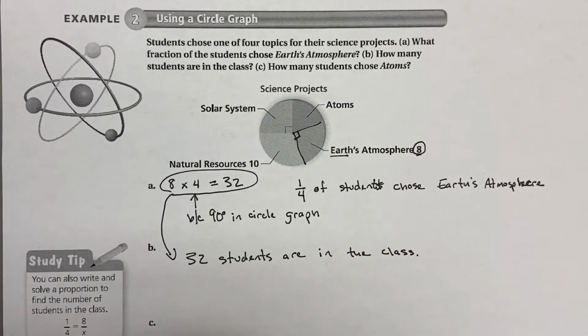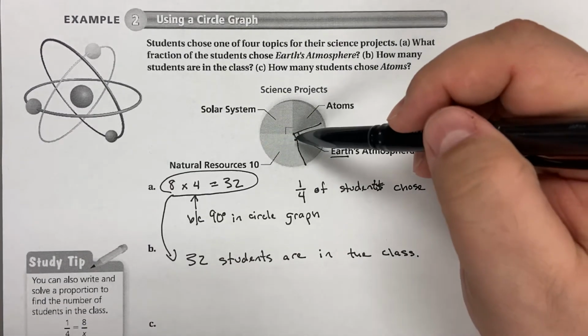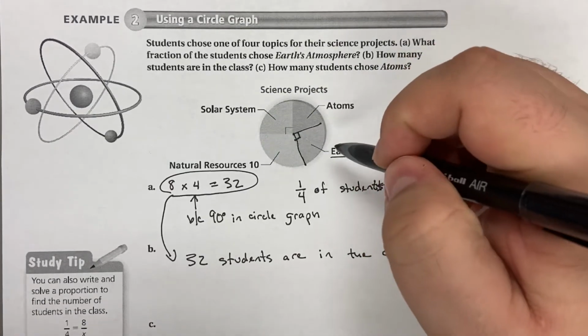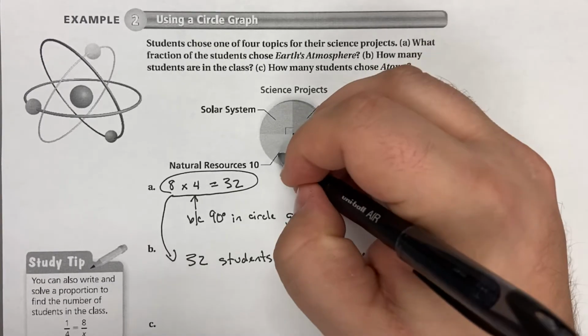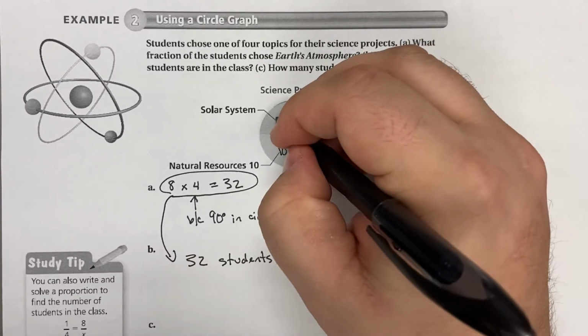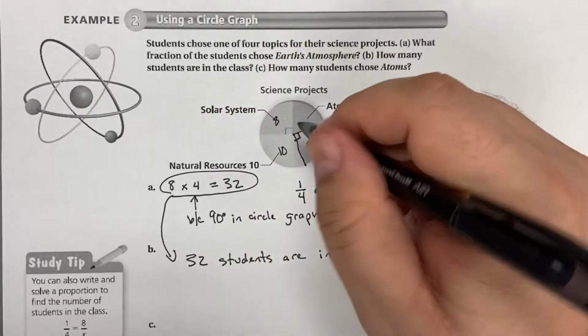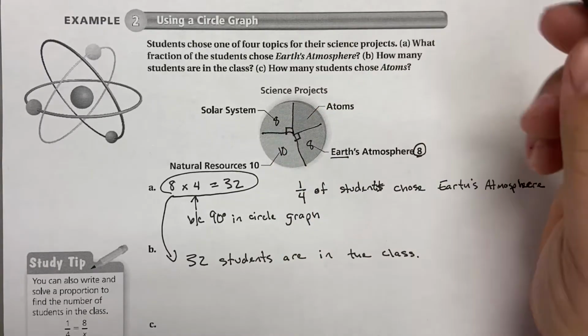Then how many students chose atoms? That's down here at C. Now, with that, how many students chose atoms? What we don't know is the number or space something takes up here, except we know this is 10. We know this is 8, and both of these are 8 because they're both 90 degrees, which means they have to represent the same amount.